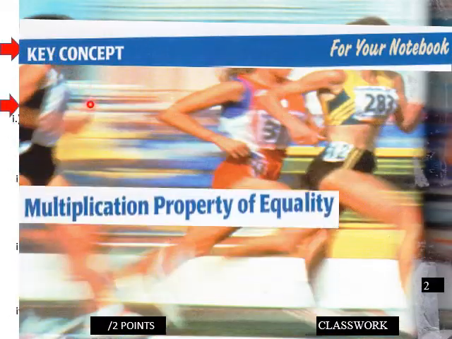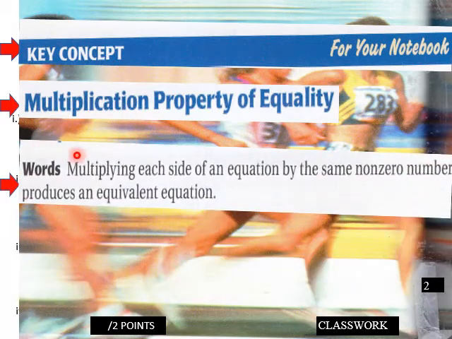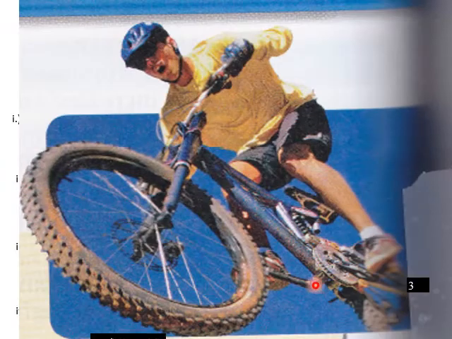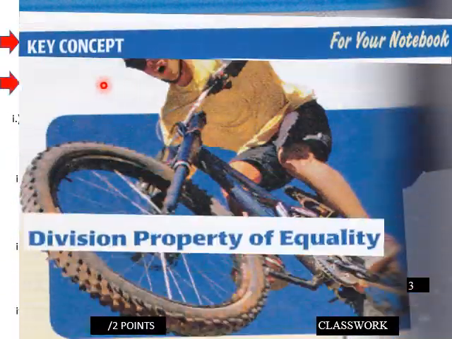So, key concept here, multiplication property of equality. Multiplying each side of an equation by the same non-zero number produces an equivalent equation. So, if x over a equals b and a is not 0, then a times x over a equals a times b, or x equals ab. So that's a fancy way of saying all that by using inverse operations for this situation. So let's get into more of this.